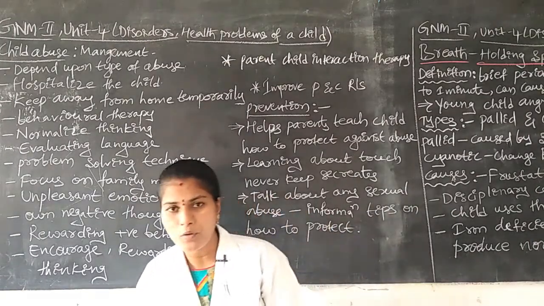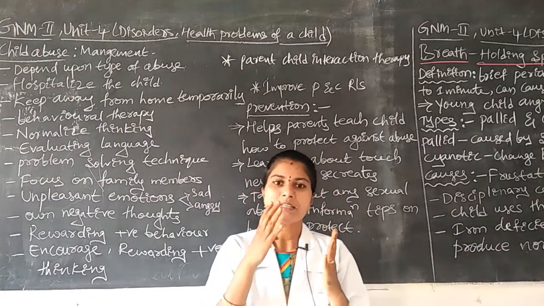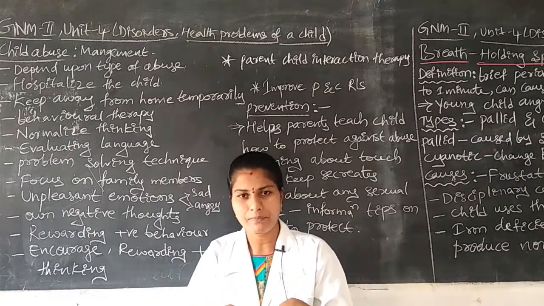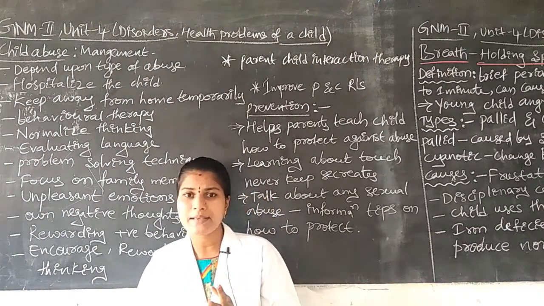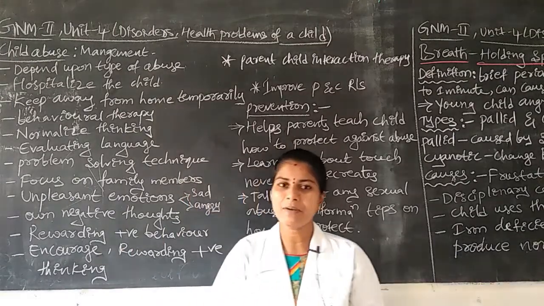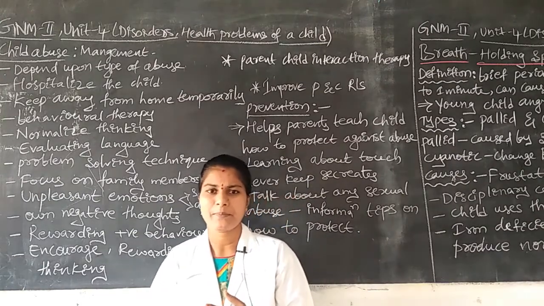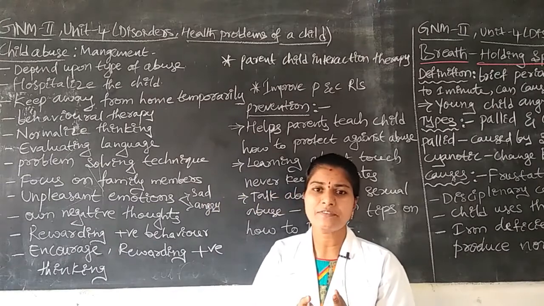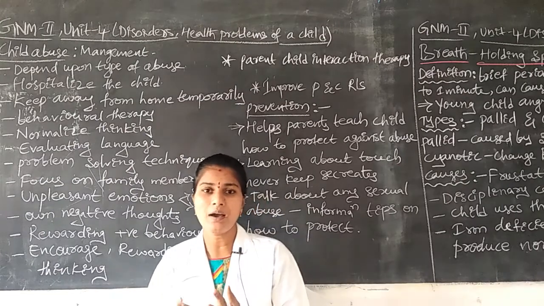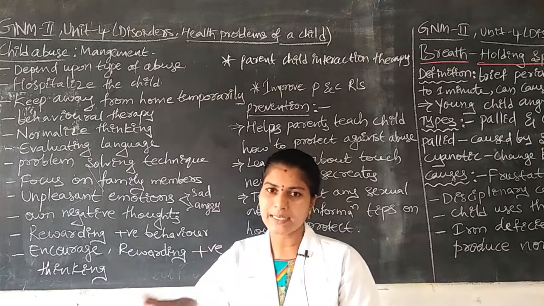Next one is behavioral therapy. We look at where the problem arises: within the family members, within the child, or between the children and parents. Sometimes in social situations in society, the child is also subjected to emotional or sexual abuse. As a nurse, we must identify where the problem arises. The first primary source of the problem will be completely eradicated.